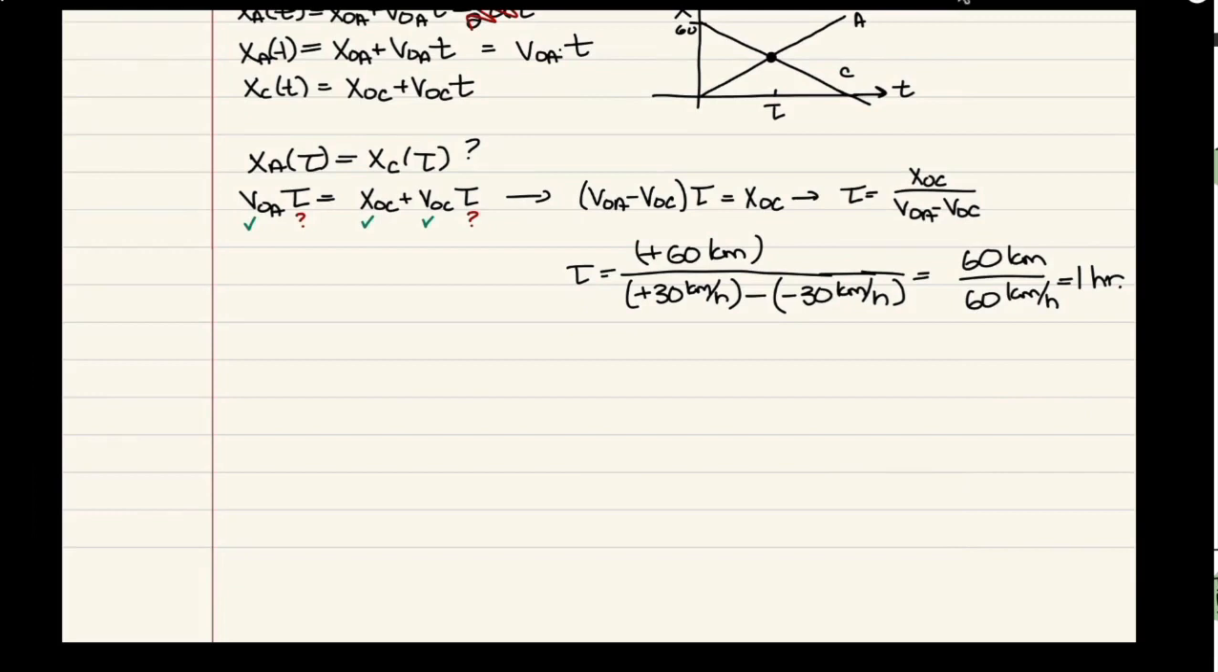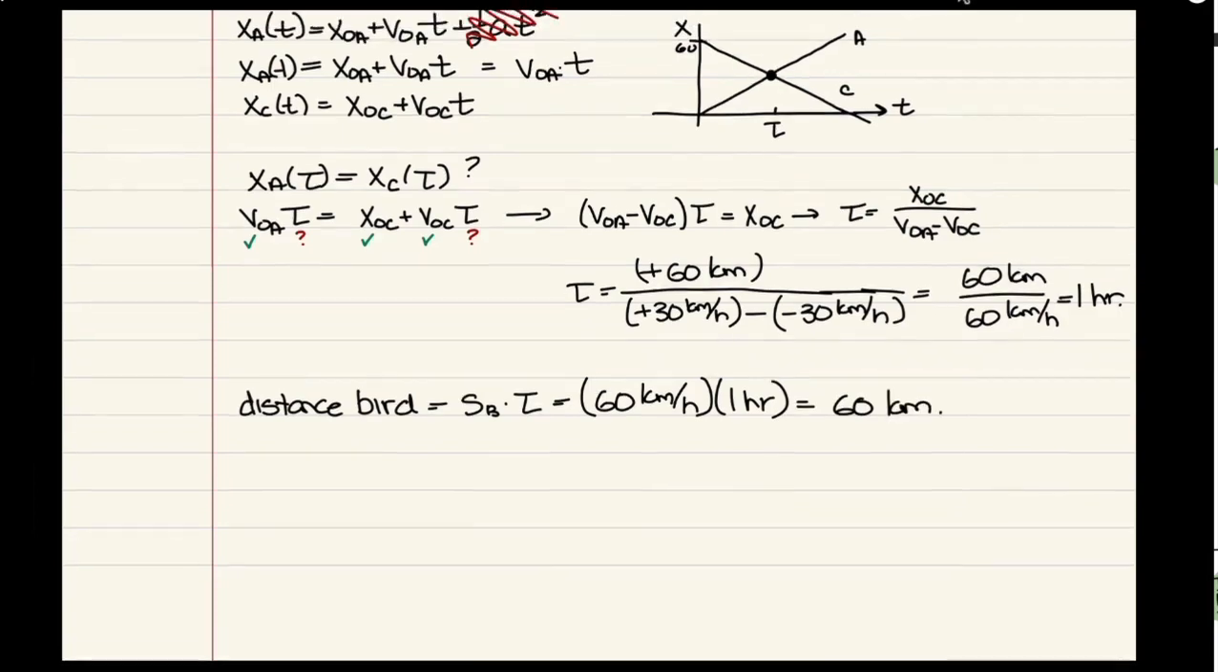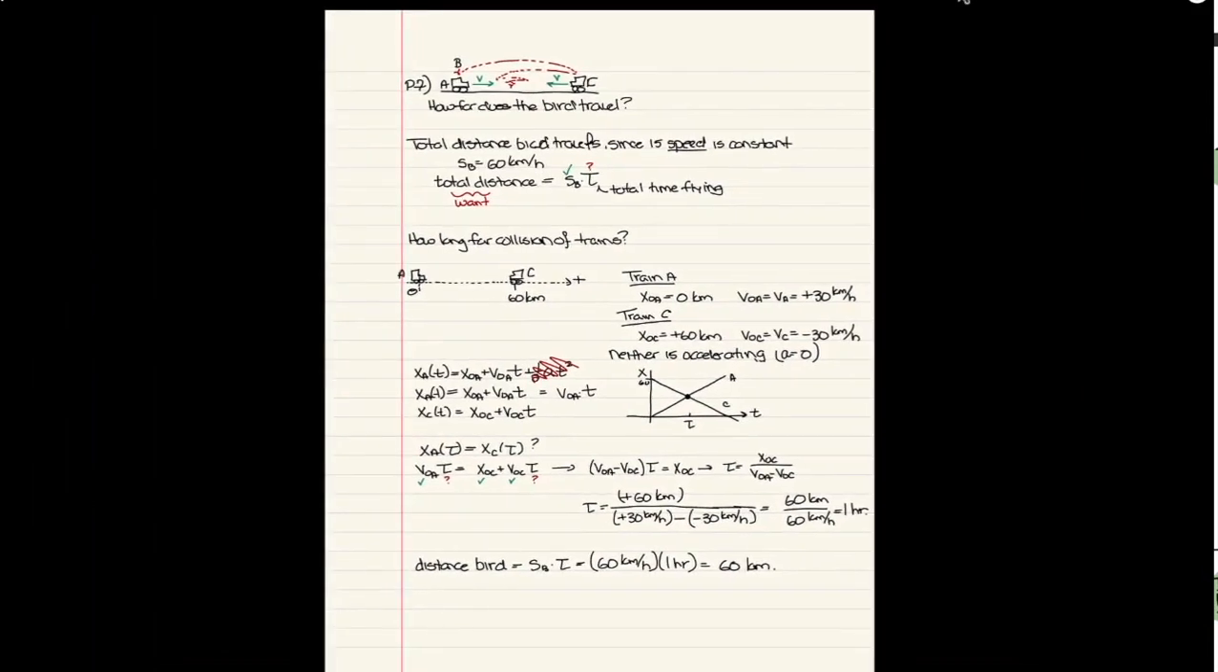So, what a treat, because we ultimately wanted to find the distance for the bird, which was the speed of the bird times this t we just found. Speed of the bird was 60 kilometers per hour times 1 hour equals 60 kilometers. So ultimately, this was the answer the problem asked for. But notice we had to find some intermediate things along the way.